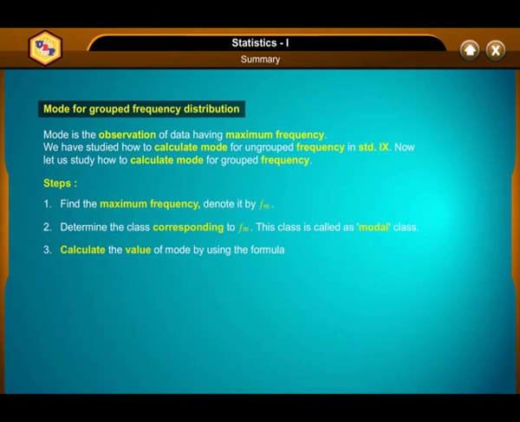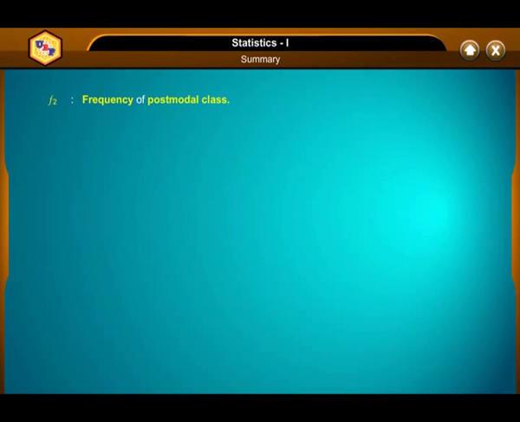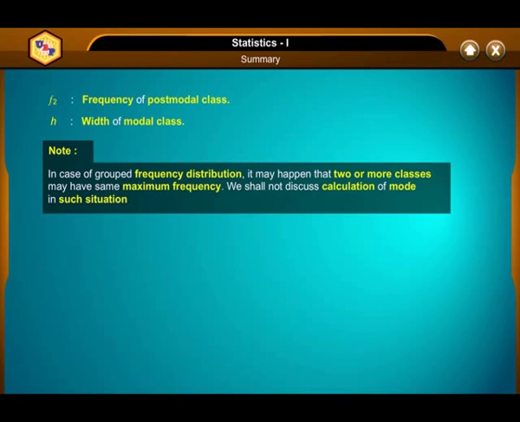Calculate the value of mode by using the formula. Mode is equal to L plus [(fm minus f1) upon (2fm minus f1 minus f2)] multiplied by h, where L is the lower limit of modal class, fm is the maximum frequency, f1 is the frequency of the pre-modal class, f2 is the frequency of the post-modal class, h is the width of the modal class. Note, in case of grouped frequency distribution, it may happen that 2 or more classes have the same maximum frequency. We shall not discuss calculation for mode in such a situation.